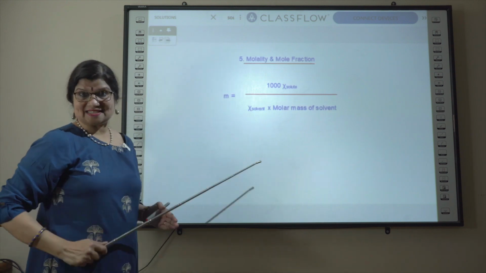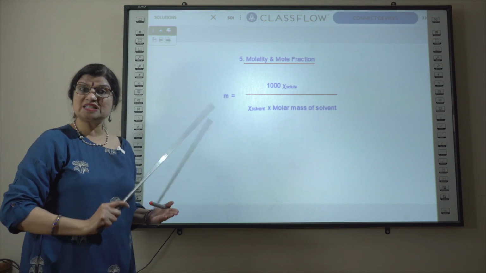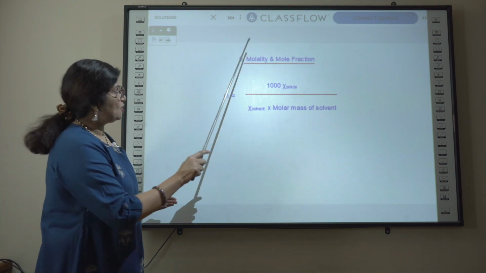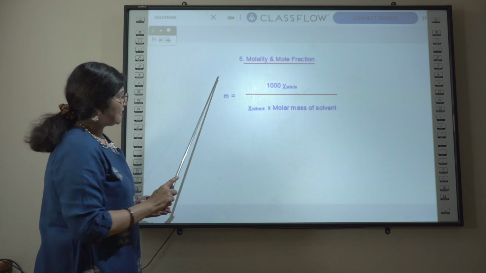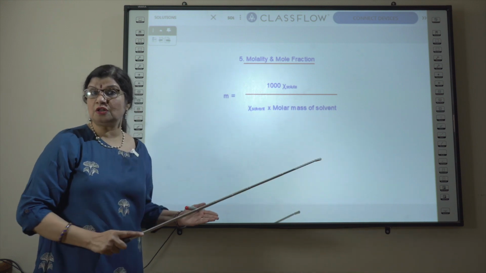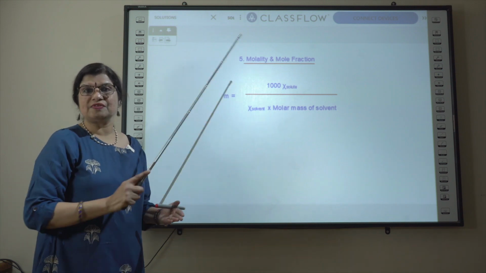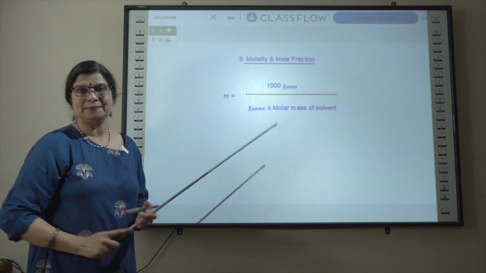Now let's connect molality and mole fraction. The earlier one was mass percent and mole fraction. Now molality and mole fraction. There is a shortcut formula represented here which will be very useful when you solve questions in competitive exams. But right now we will solve the question conceptually.